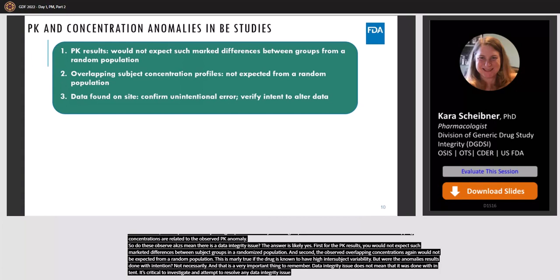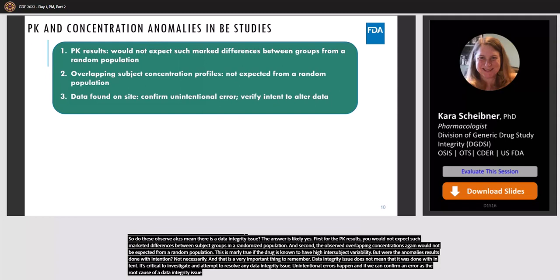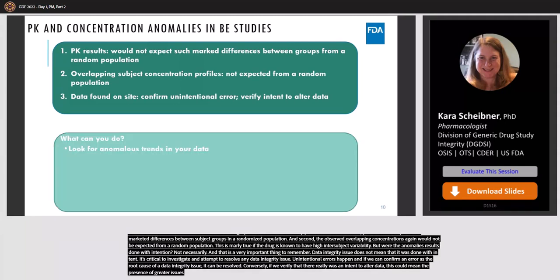Unintentional errors happen, and if we can confirm an error as the root cause of the data integrity issue, it can be resolved. Conversely, if we verify that there really was an intent to alter data, this could mean the presence of greater issues and call additional data into question.